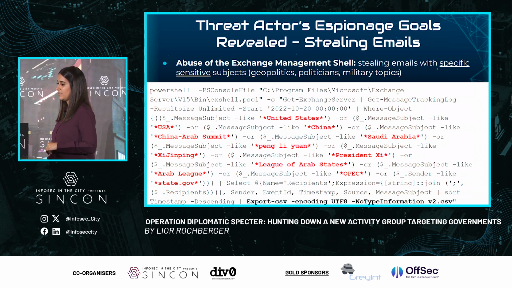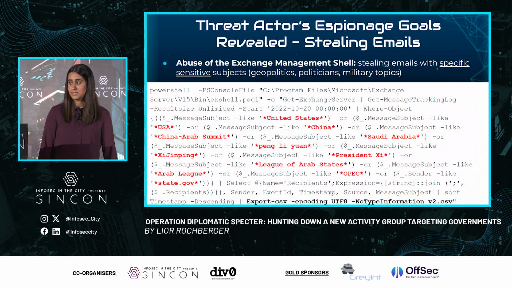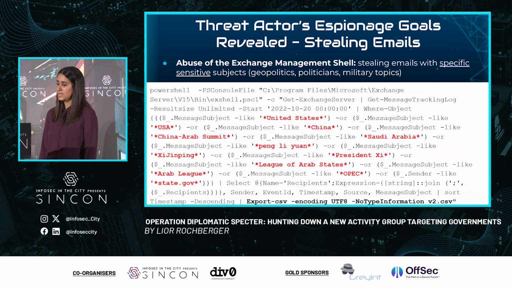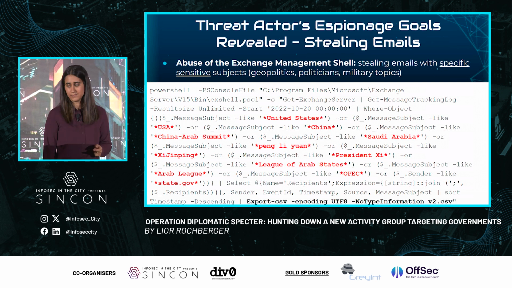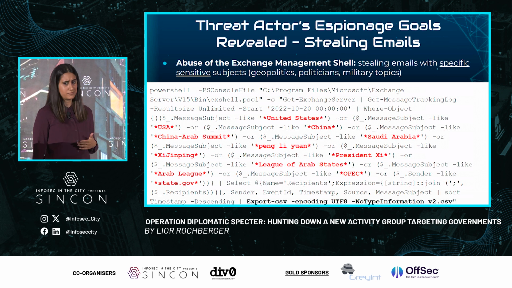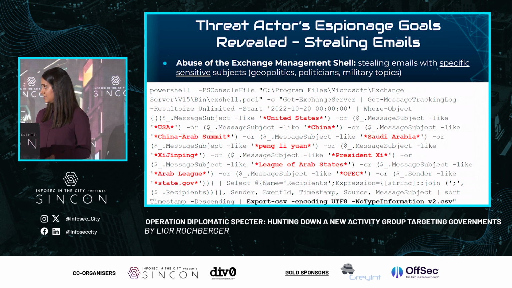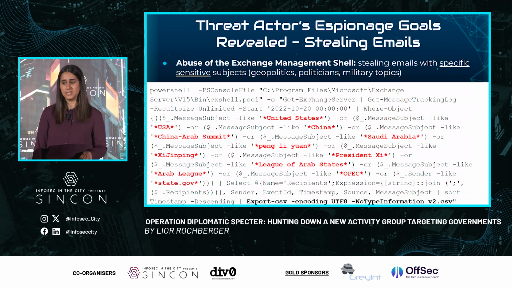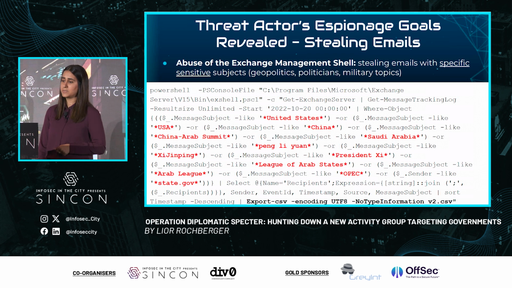You can see here on the screen that the threat actor was looking for information about the United States, China, Saudi Arabia. They even searched for the China-Arab Summit, which was a very important meeting held around the same time of the attack. They also searched for information about the president of China and even his wife. They also were interested in information about the League of Arab States and even OPEC, the Organization of the Petroleum Exporting Countries, which is also a pretty sensitive subject. And as you can see on the bottom, all those emails were exported to CSV, later compressed and sent to the C2.